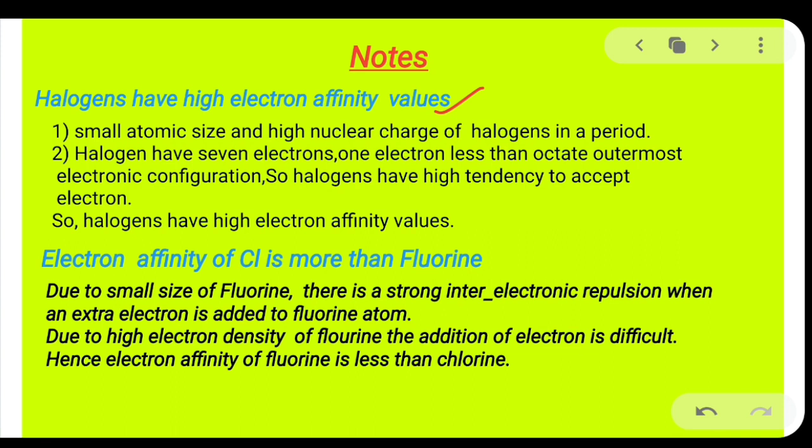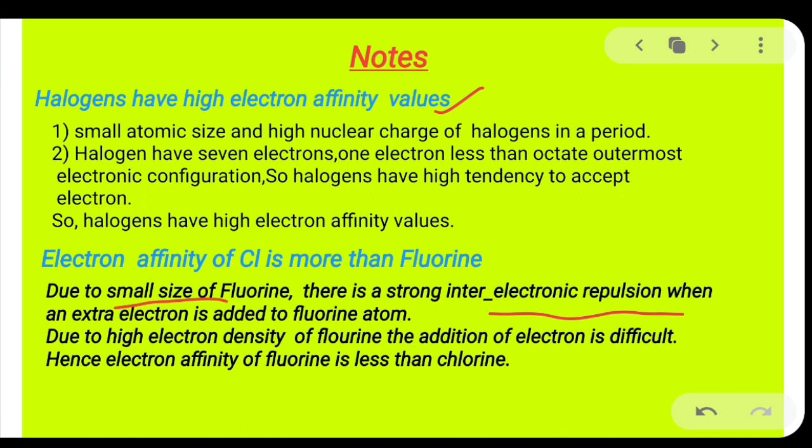Now let us discuss why the electron affinity of chlorine is more than fluorine. By the rule, fluorine must have the highest electron affinity. But the thing here is that the size of fluorine is very small. Hence, the electron density in the outermost shell is very high in the case of fluorine. So, there is inter-electronic repulsion between the electrons already present in the fluorine atom and the electron added. Is it clear, children? Due to small size, high nuclear charge and high electron density in the outermost shell.